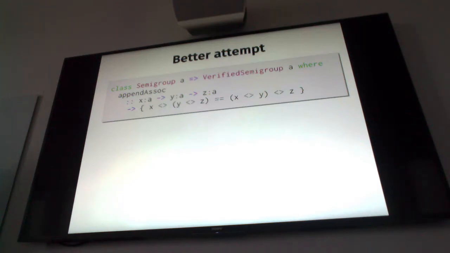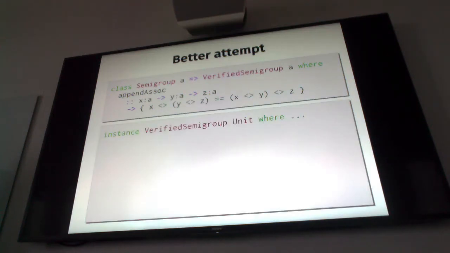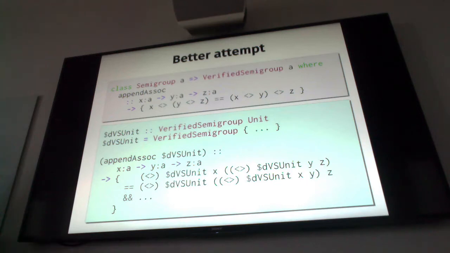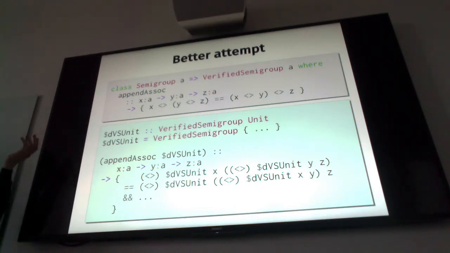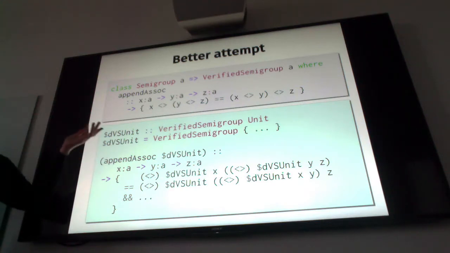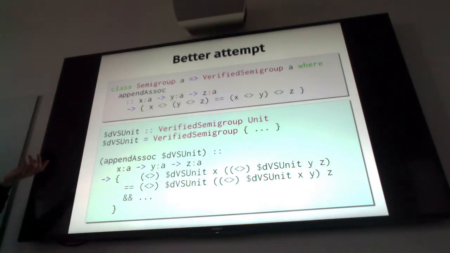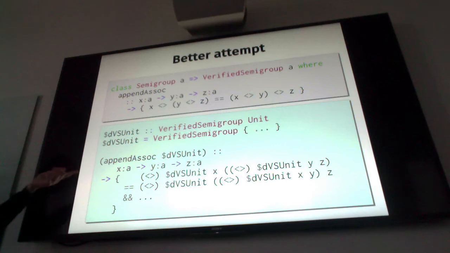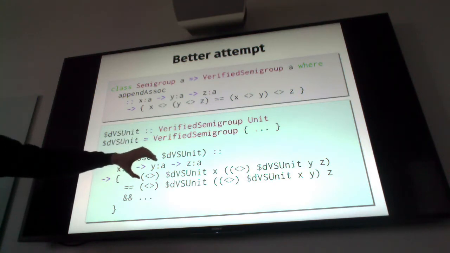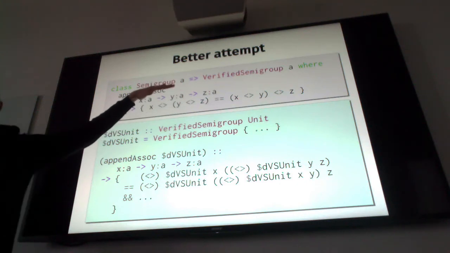So if we have verified semigroup again, then we can write an instance for unit. And then when we compile this to GHC Core, it's going to look something like this, right? We have this top-level binding for this dictionary. And moreover, we can generate a typing rule for it. So if we see any occurrence of append soak where the first argument is this dictionary, then we know that it has this refinement type. So this part is pretty much just copy-pasted from the class refinement type here.